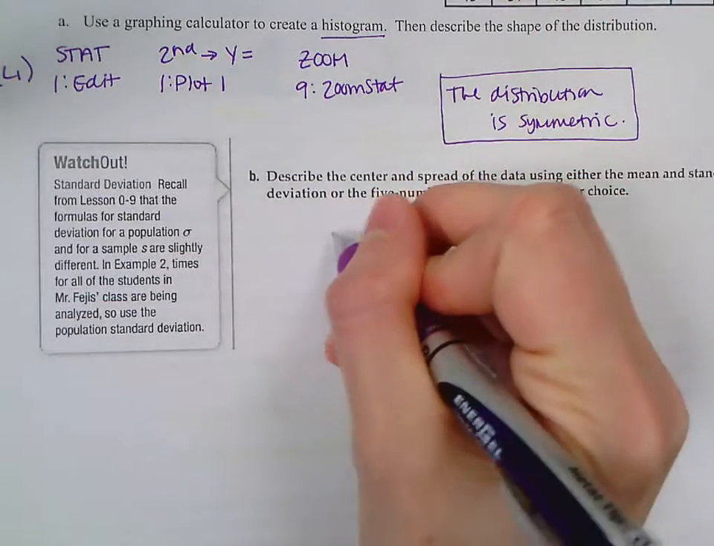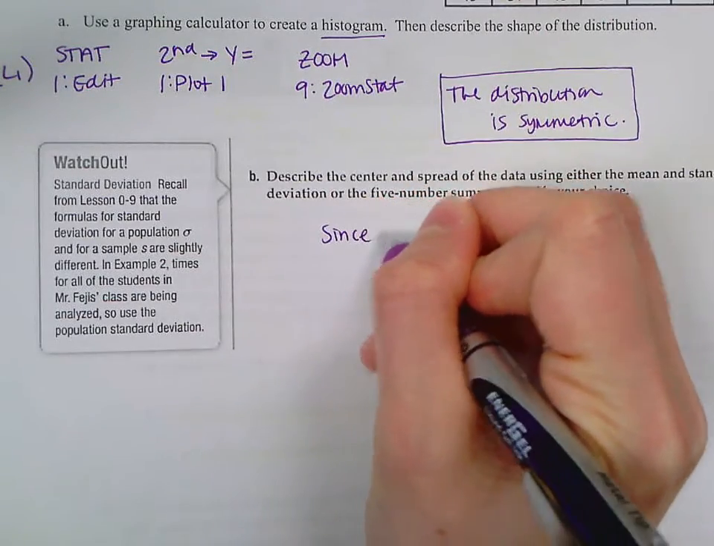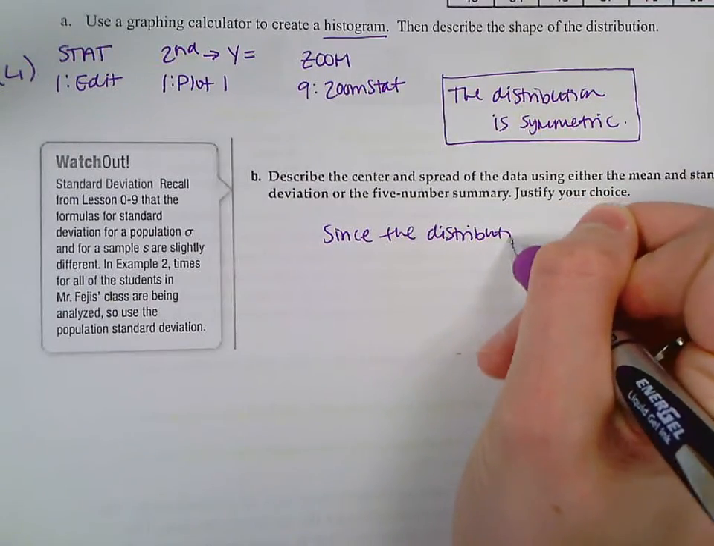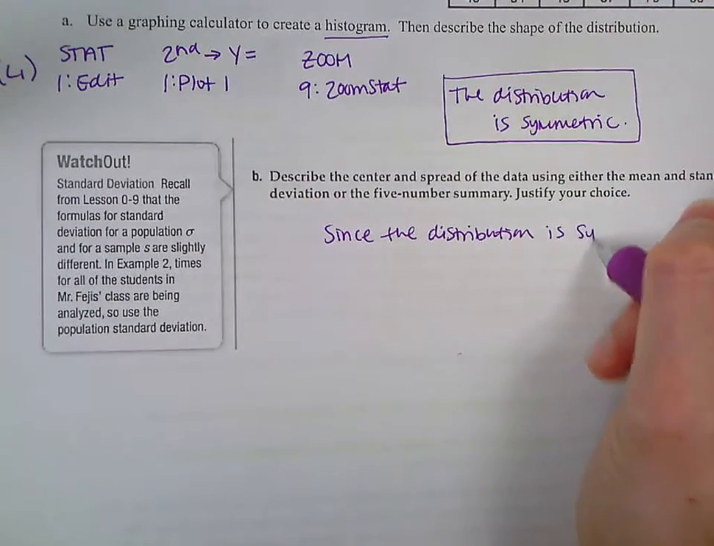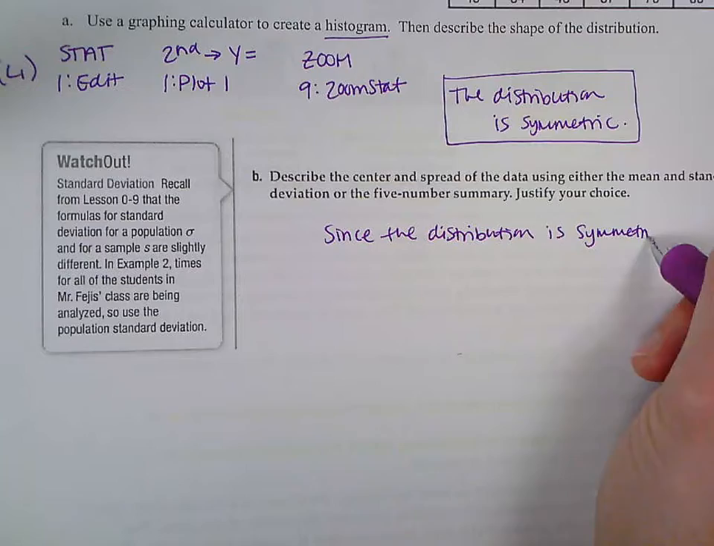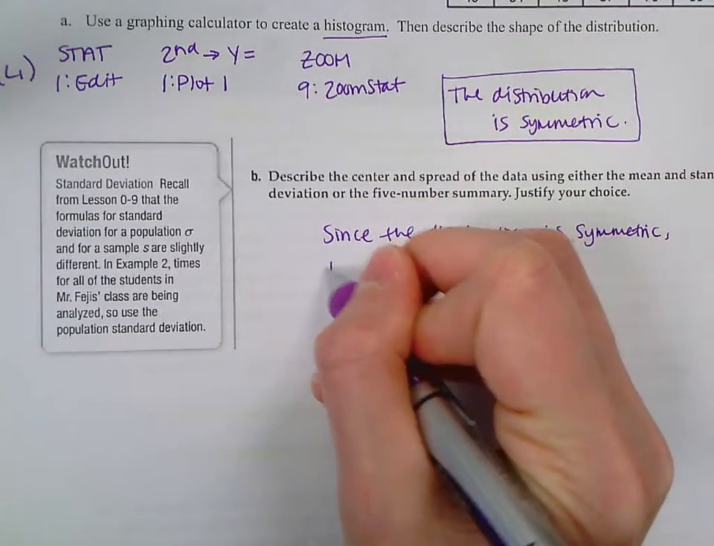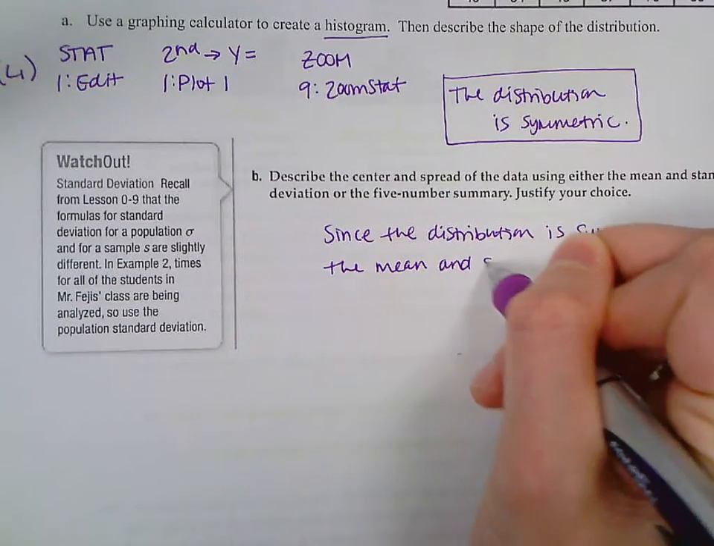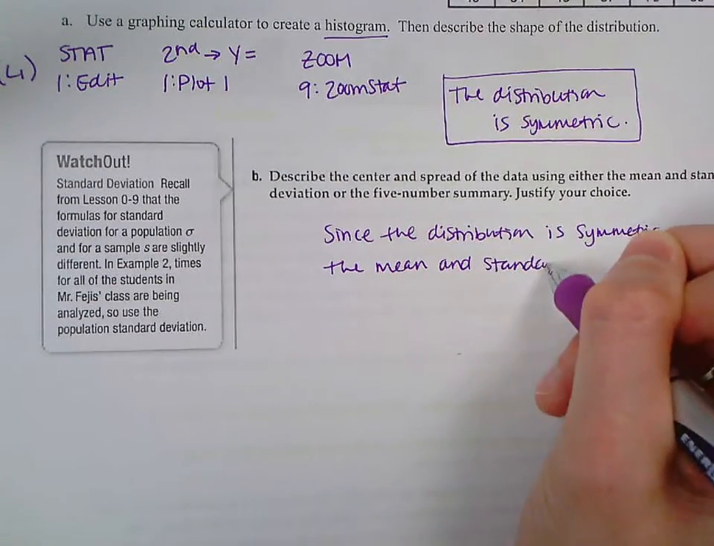So I'll put here, since the distribution is symmetric, the mean and standard deviation are used.